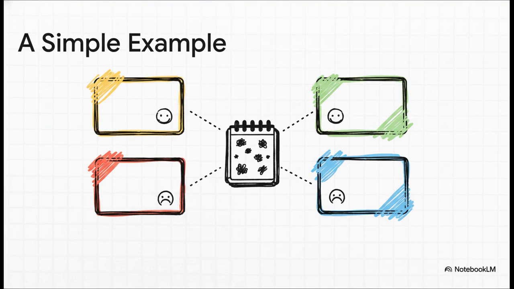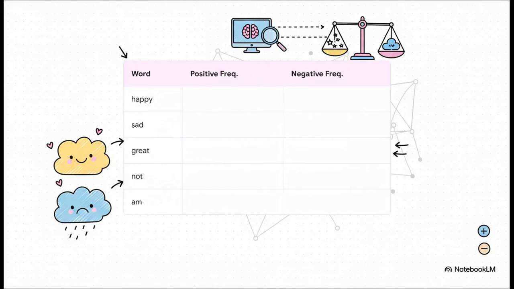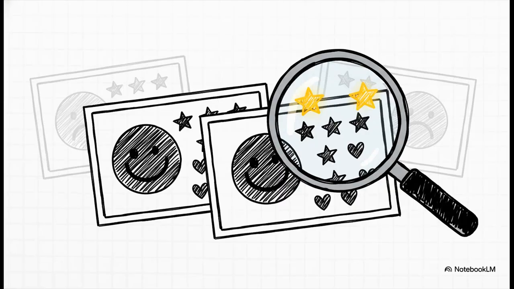Okay, let's make this super concrete. Imagine we have this tiny data set of just 4 tweets. We've read them and decided 2 are positive and 2 are negative. From those 4 tweets, we'll make our vocabulary, which is just a list of every single unique word that was used. And here we go. This is our scorecard. You've got the words on the left and our 2 empty columns, positive and negative. Our mission, should we choose to accept it, is to fill in these blanks based on those 4 tweets we collected.